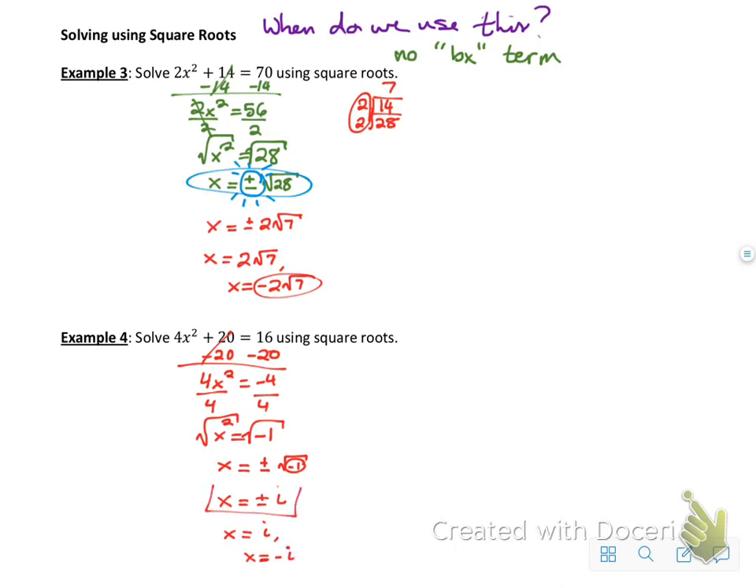You can write it like this, or you can write it like this. Whichever one works best for you, whichever one makes the most sense to you, is fine as long as you have the positive version and the negative version. You have to have both. If you're missing one, it is wrong, but either way to write that works.